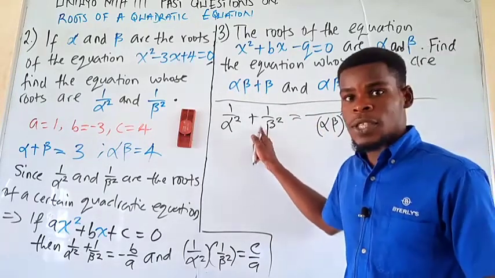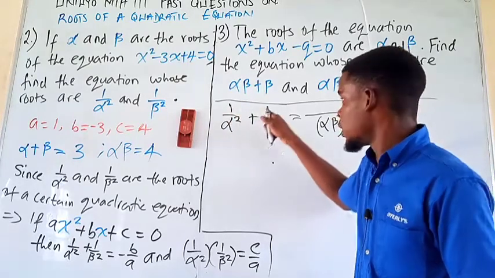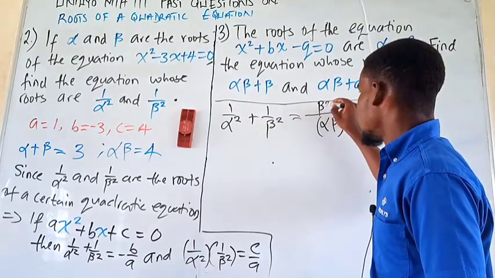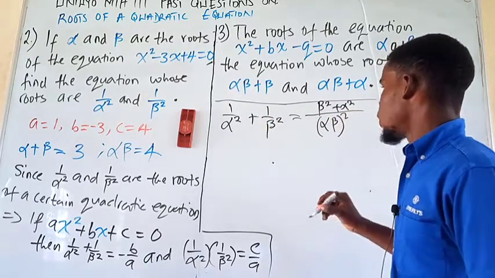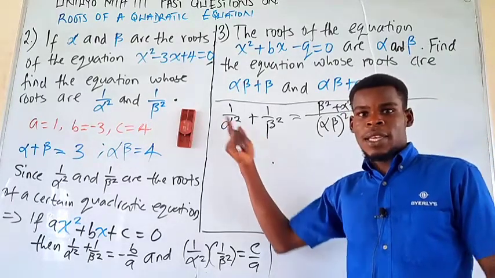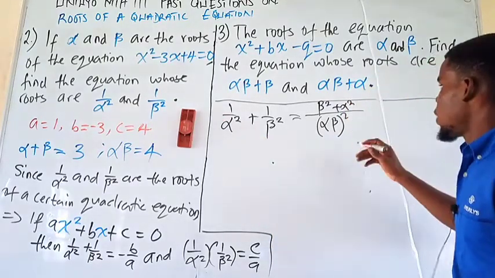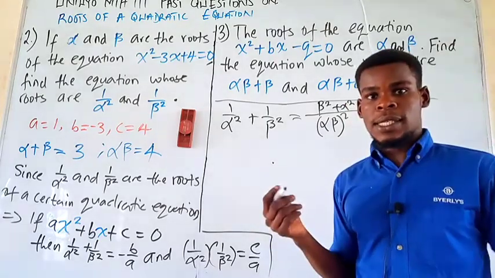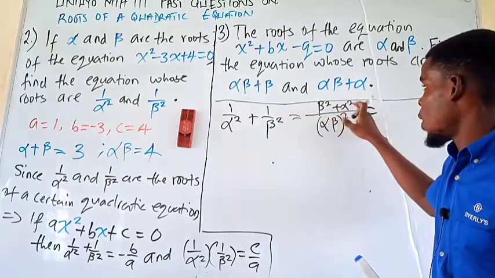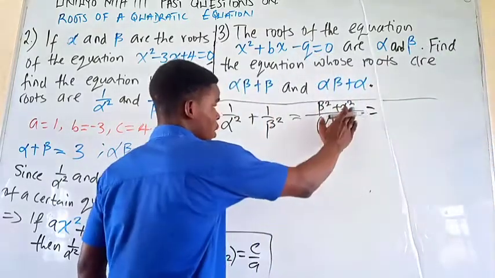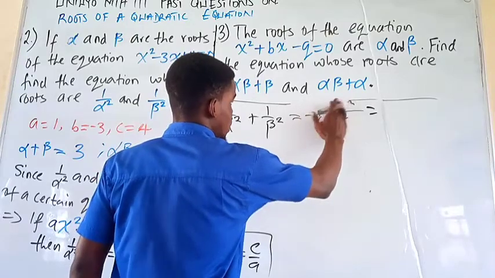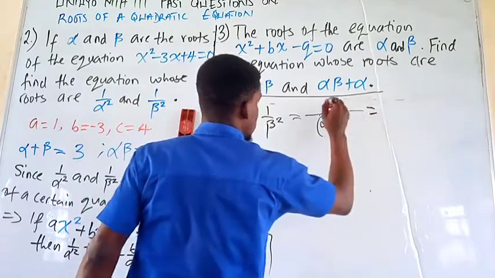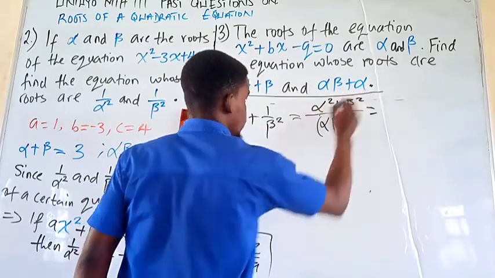And again, I'll multiply this: alpha times beta, beta times beta, alpha times alpha. So we're going to have beta squared plus alpha squared, kind of taking the LCM and simplifying things. From the numerator, I can see beta squared plus alpha squared is the same thing as alpha squared plus beta squared. Let me just write that down for confidence. So this is alpha squared plus beta squared.